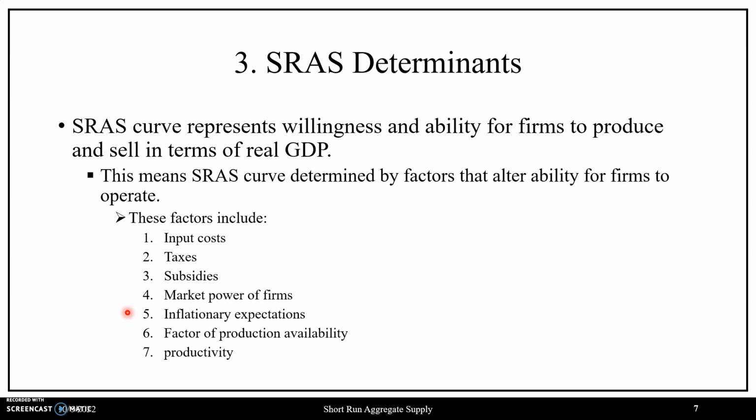Now, in terms of factors of production, should firms have more factors available to them, such as labor, then holding the price level fixed, they'd be able to produce more goods and services, which would increase their incentive in terms of what they're supplying. And lastly, in terms of productivity, holding the price level fixed, if existing factors were able to produce more, then this would increase firm incentive to increase what they were supplying as well.